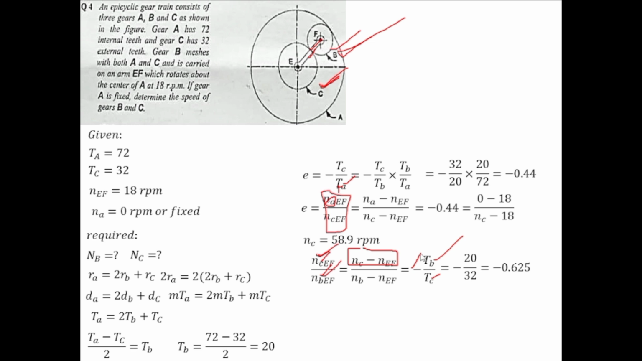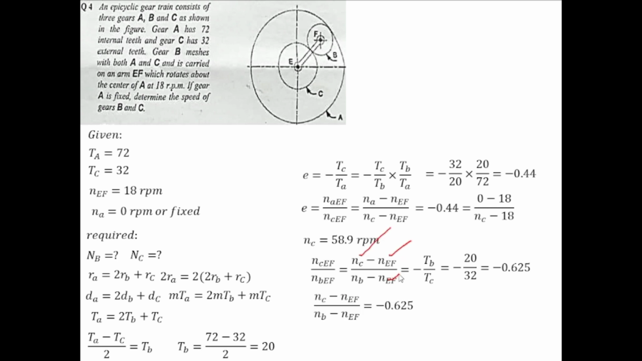Now put the values of the teeth. It is going to give you minus 0.625, and as you have the value of NC and the speed of the arm, so put these values. It is going to give you NB is equal to minus 47.44. So we have found out the value of NC and NB. Now we can find it out by another method as well.